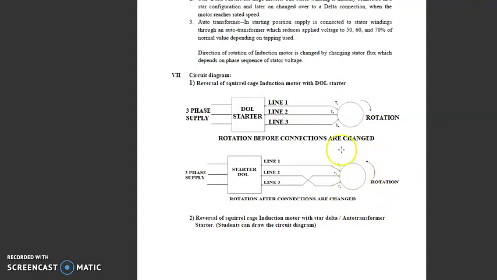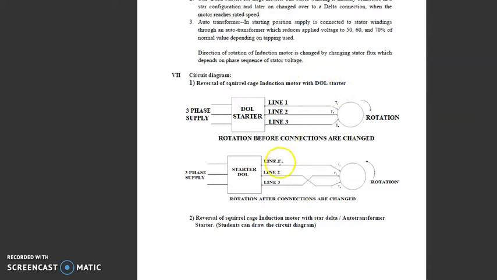In the circuit diagram they have mentioned rotation before connections are changed, meaning everything is connected properly, and rotation after connections are changed, meaning we exchange only any two terminals. Any two terminals we have to exchange, and then we will get the reverse direction. One phase we keep as it is. Any two out of three you can exchange, and we will get the reverse direction of rotation of the three-phase squirrel cage induction motor. This we are doing with the help of the DOL starter.